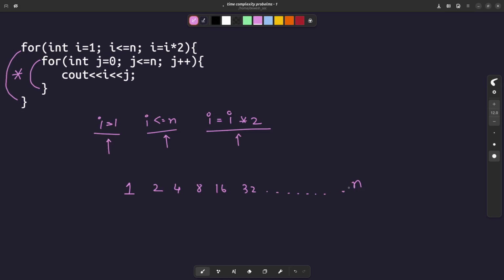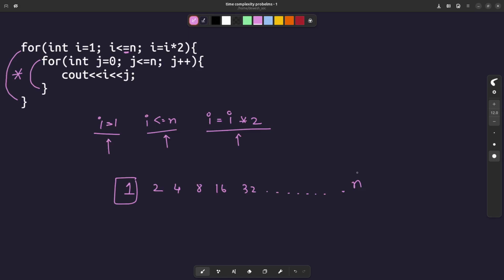This is the series. What is this series representing? These are basically the valid values of I. So first I will run for 1. Then you multiply it by 2, it will run for I is equal to 2. Then multiplied by 2, it will run for I is equal to 4. Keep doing this. The last value that it will run for is I equals n, because the equal to sign is also there. So it will run for I is equal to n, and then the loop will stop.